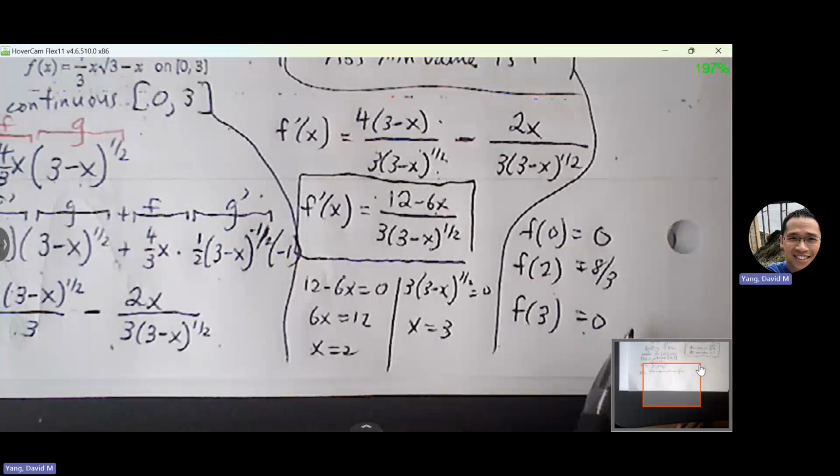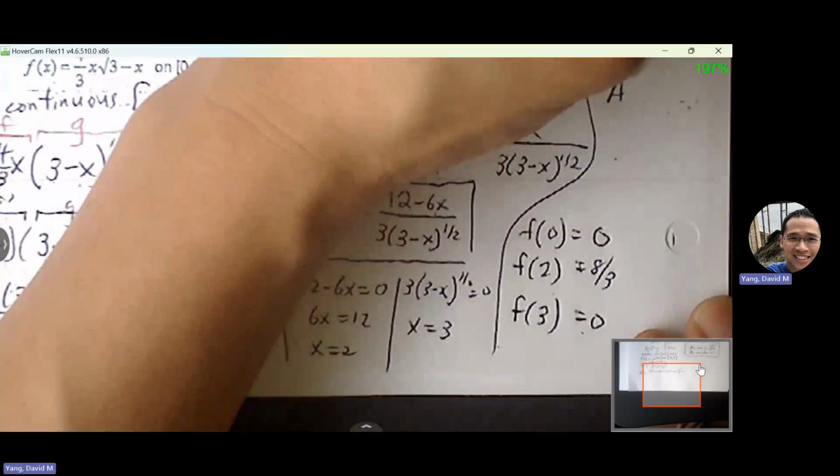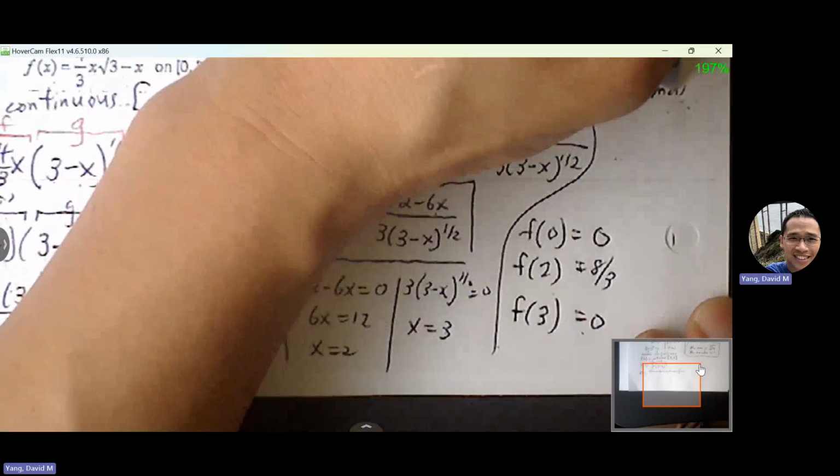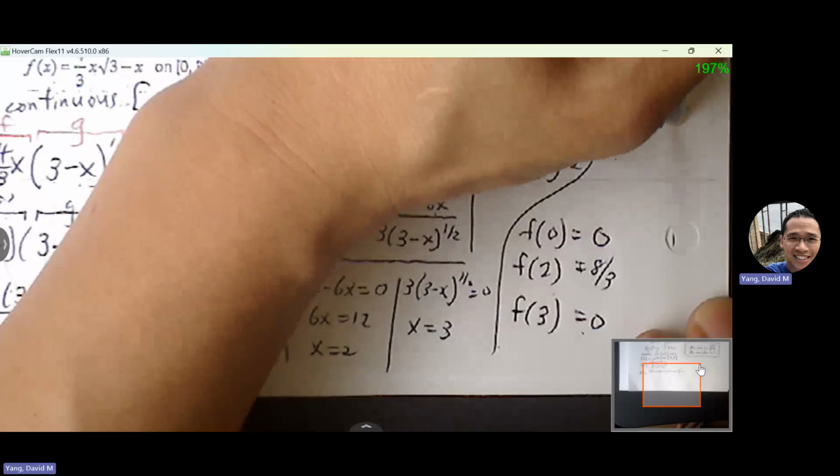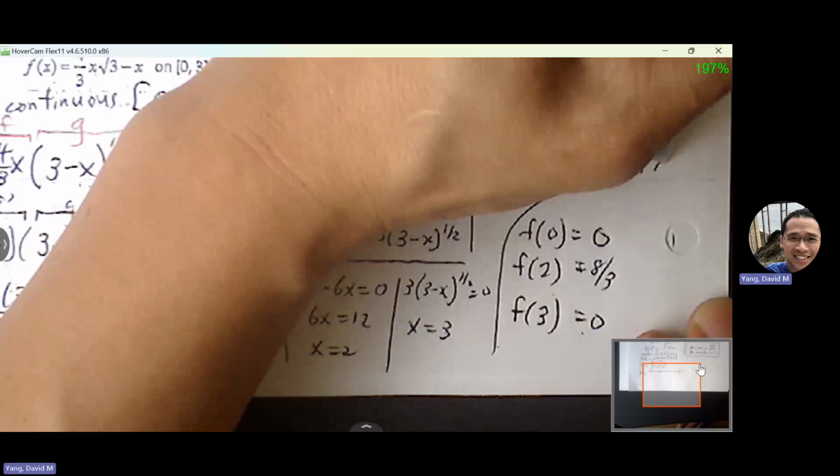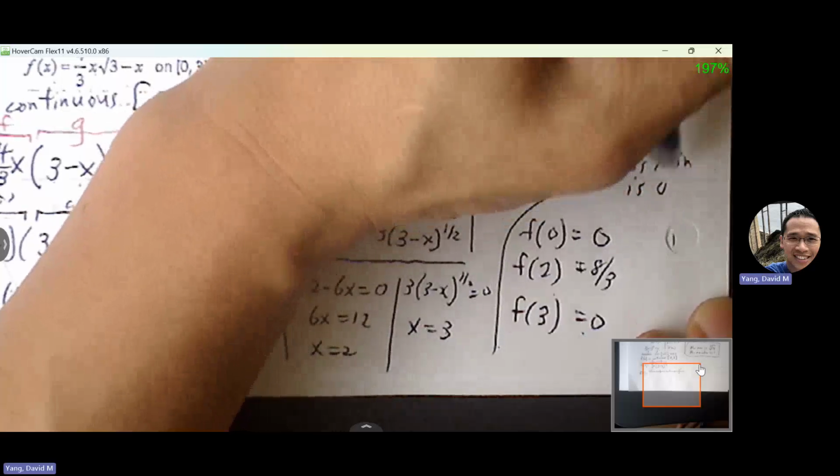So my absolute max value is what? 8/3. Yep, and my absolute min is 0. Don't worry about the x values. Just give me the y. So absolute max is 8/3. Absolute min is 0.